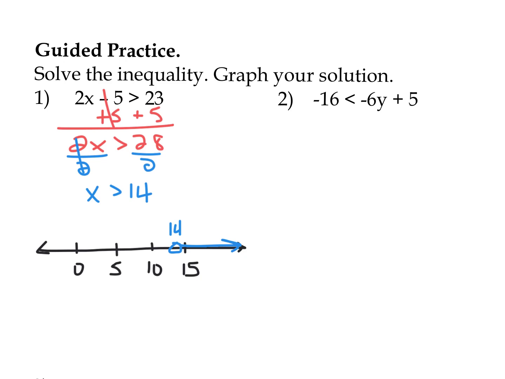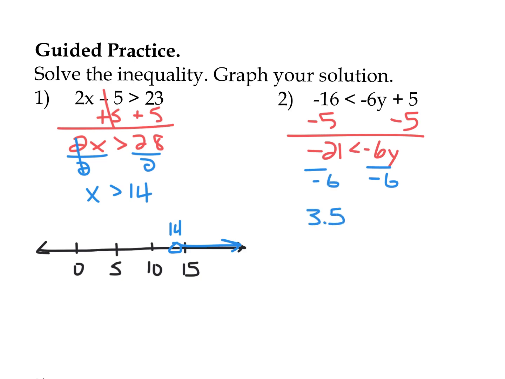In number 2, negative 16 is less than negative 6y plus 5. So we're going to solve that by subtracting 5 on both sides. We're trying to get the y by itself. So we have negative 21. Careful with our calculations with negative signs. Then we're going to divide by negative 6. And we're going to have a positive 3.5. And we have to switch the direction of the inequality because I divided by a negative on both sides.